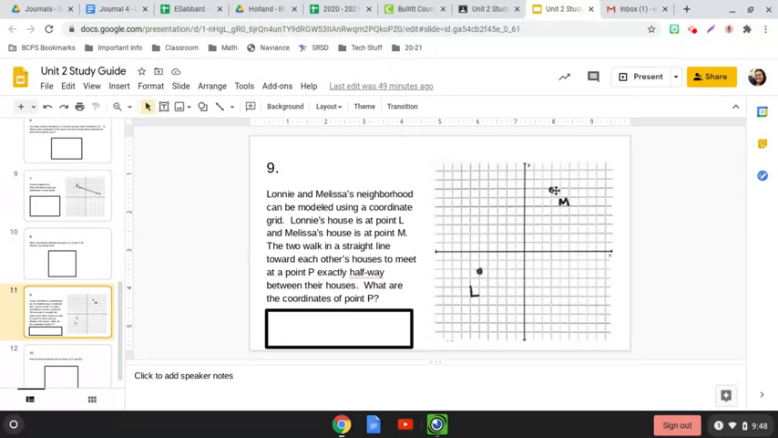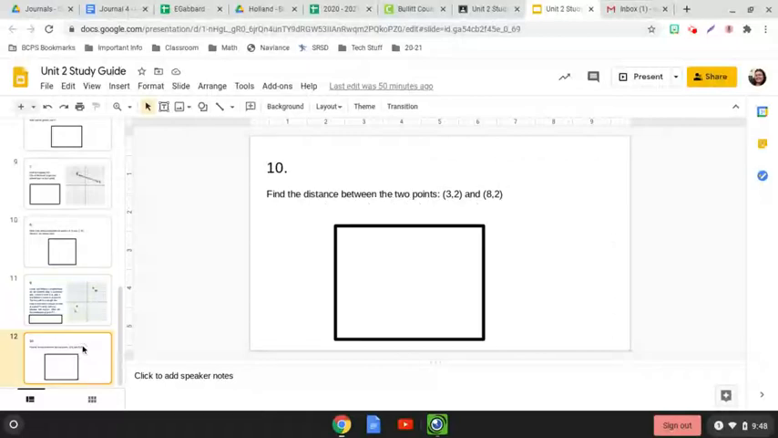So make sure you get your points and then solve for your 2 points. It's asking what is the halfway point between their 2 houses. What would you use to solve the halfway point? Correct, the midpoint formula. And 10 is a distance formula question. It just straight gives you the 2 points, and you solve using the distance formula.